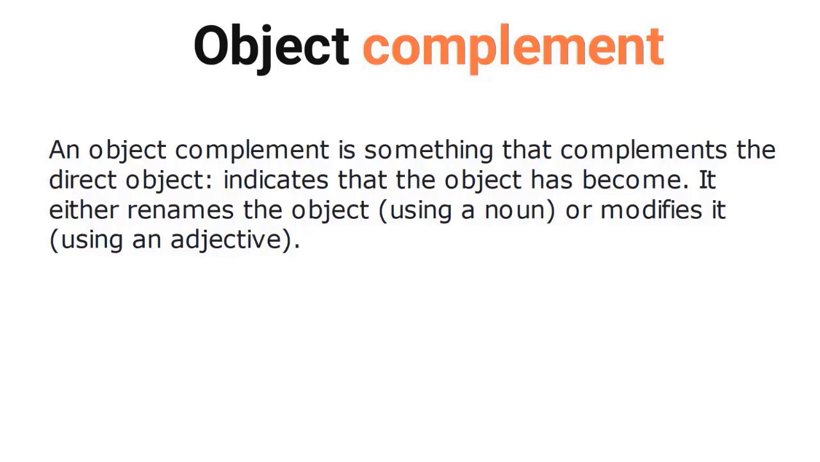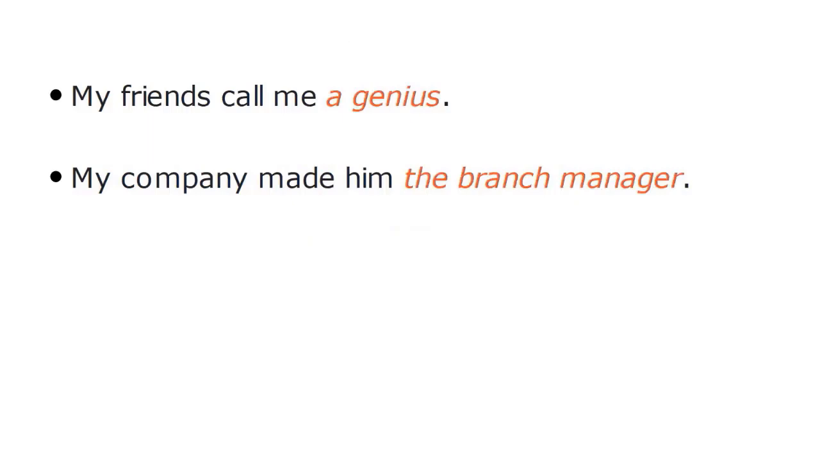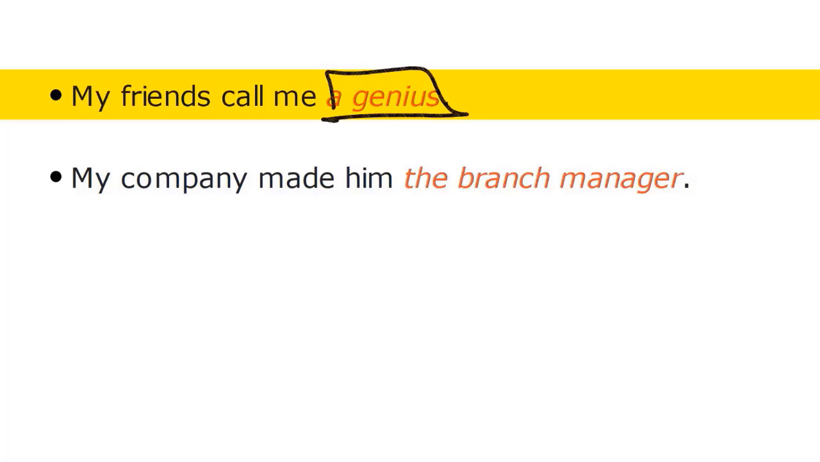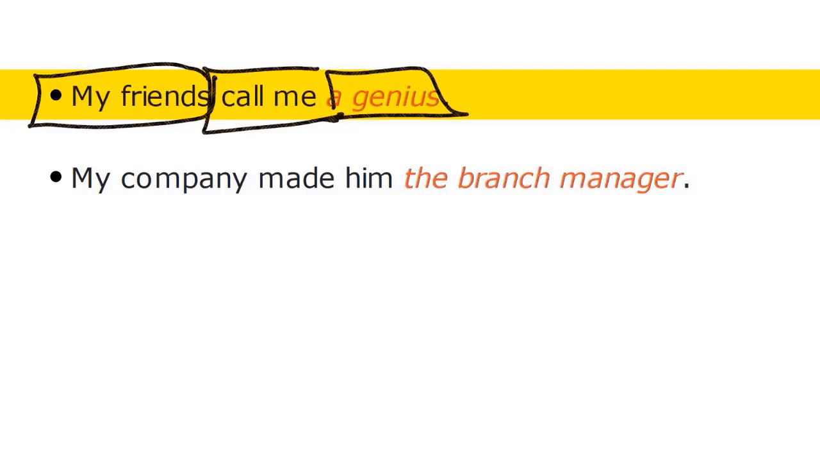So like a subject complement, it either renames the object using a noun, phrase, noun clause, whatever, or it modifies it using an adjective, right? Modifies it. Let me show you some examples. Example number one, my friends call me a genius. Now, my friends is the subject, very clear, right? Complete subject, call me a genius, predicate, call verb, me, direct object, a genius, object complement.